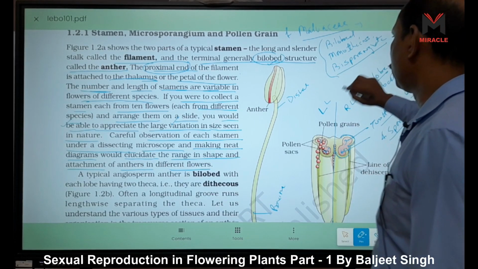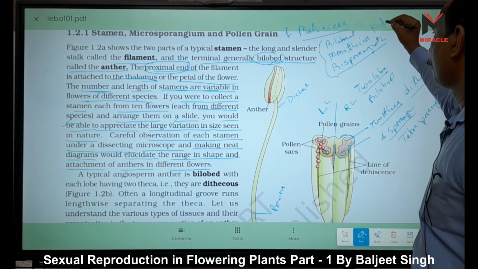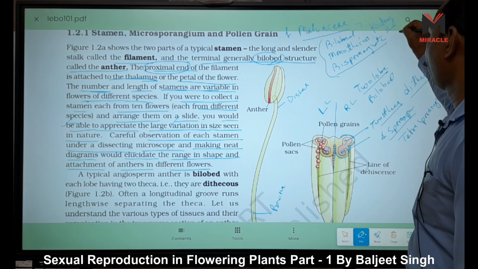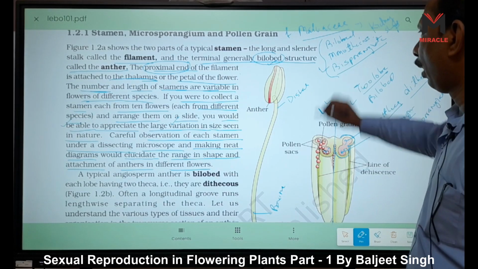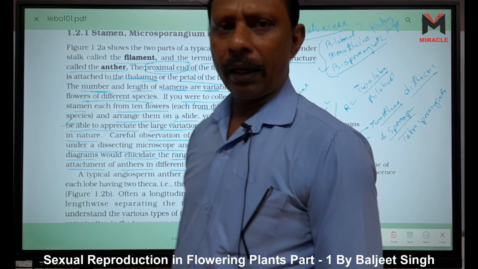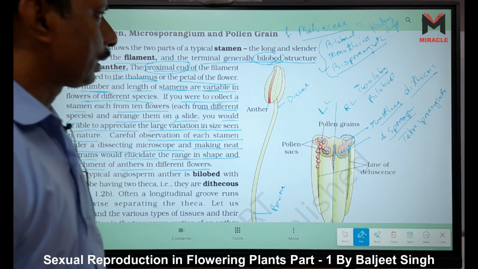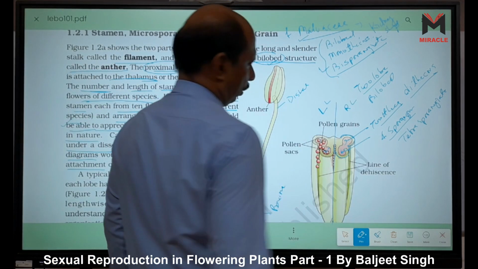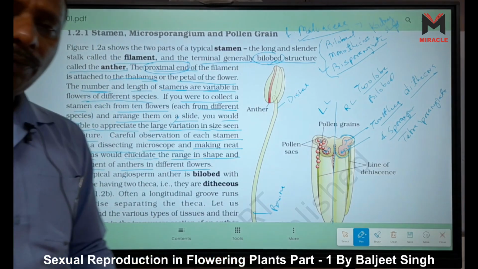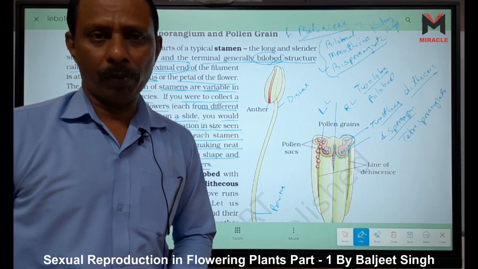Bisporangiate flower is there, kidney shaped. It is kidney shaped, right? Malvaceae family, it is not tetrasporangiate, it is bisporangiate. It is not dithecous, it is monothecous. And this Malvaceae family is because we know it is in our syllabus. Already we read in our 11th portion, morphology of flowering plants, right?